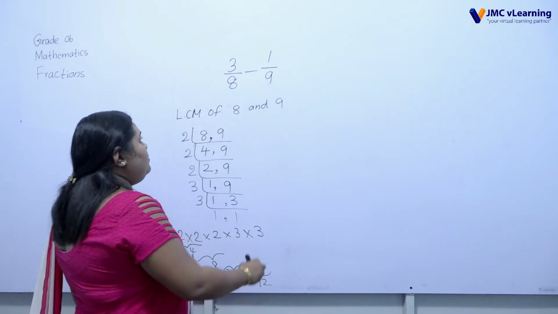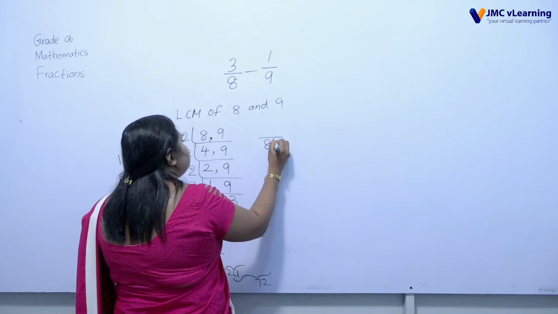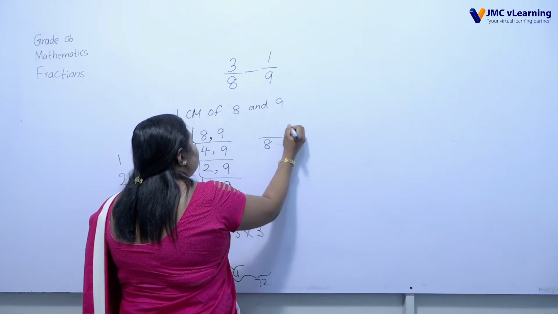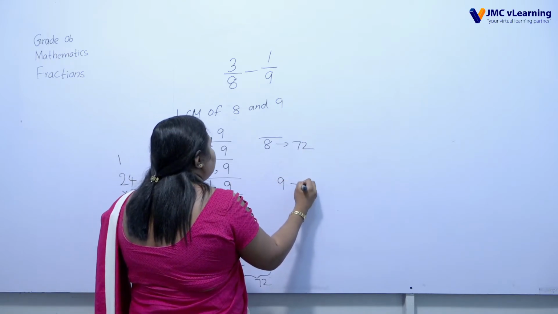Okay. Now you want to convert this 8 into 72, and 9 also you want to convert into 72.